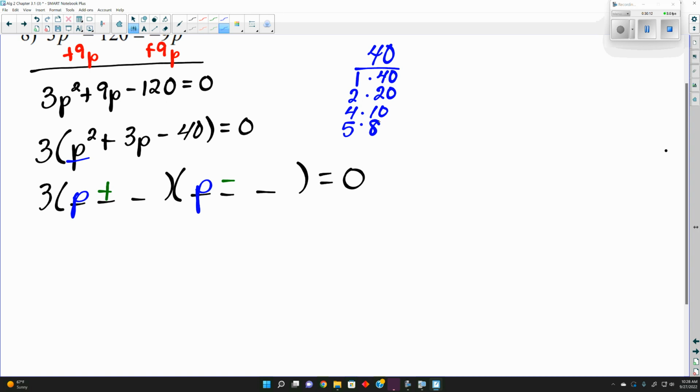What is our middle term? 3, yes? So what's the likelihood that it's going to be 1 and 40? Not very likely, because our terms in front of p are 1 and 1, yes? So there's no way those will scale up. How about 2 and 20? Better than 1 and 40, but not likely. So that really leaves us with most likely 4 and 10 or 5 and 8. Which one do we want to try first? 5 and 8. Does it matter where I put the 5?